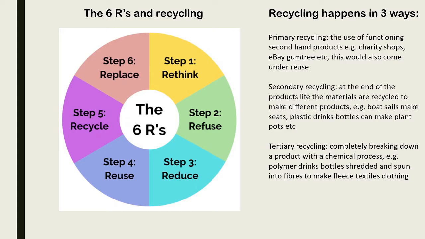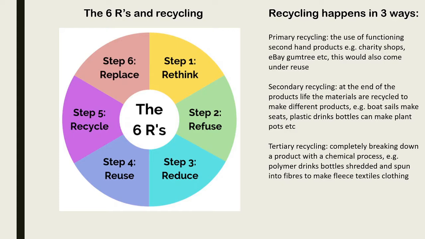So recycling is a very loose term. There are actually 3 levels to recycling. The first one is primary recycling. This is the use of functioning second-hand products that you're done with, and you take them to charity shops, or resell them on eBay or Gumtree, that sort of thing, and that will come under the 6 R's. That sort of covers reuse, because you're done with it but it still works. I'll donate it, I'll sell it on, someone else can have it instead.